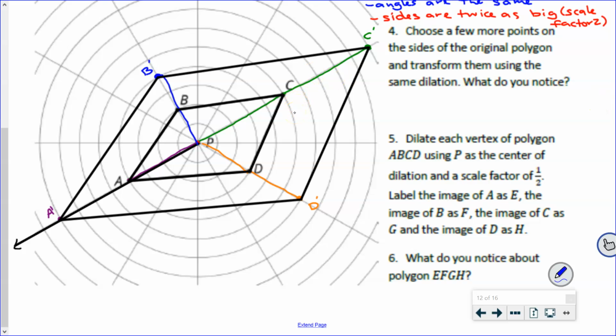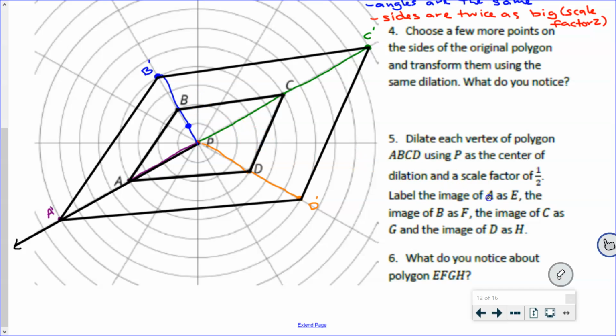Well, we can divide it by 2, but I want us to get in that habit of scale factor is the number we multiply by. So yes, dividing by 2 is the same as multiplying by 1/2, but let's focus on multiplying by 1/2. So this distance here from B to P is 2. Multiply that by 1/2, and that's going to be a distance of 1.